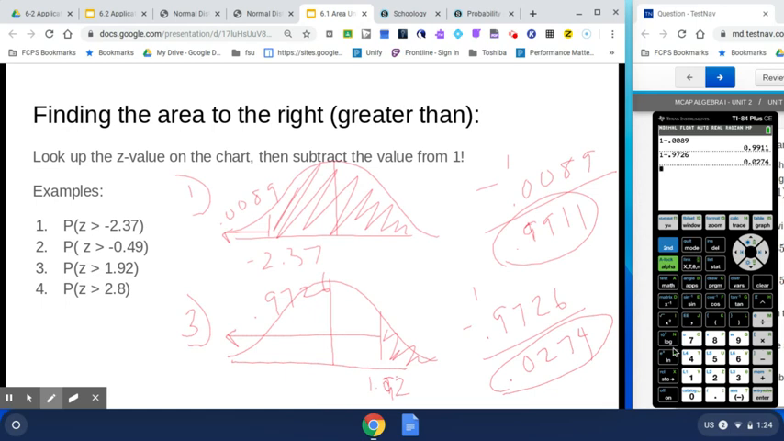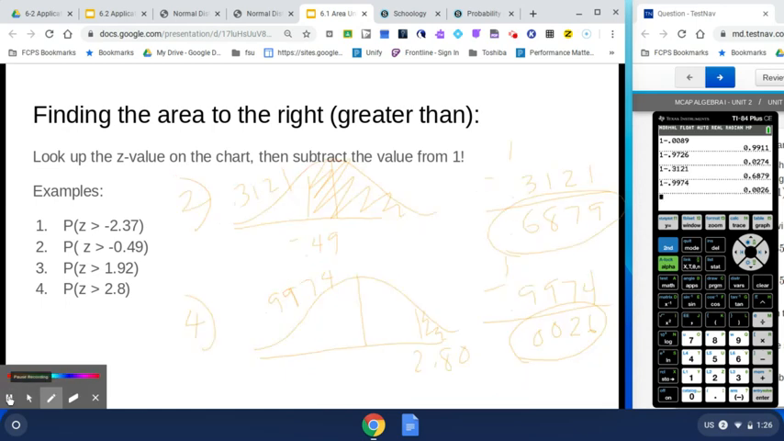Okay, pause the video here, see if you can find the probabilities associated with number 2 and number 4 on this slide. Okay, for number 2, when looking up negative 0.49 on the negative z chart, we got 0.3121, but again, we have to use complement rule with that. So final answer is 0.6879. Number 4, when looking up 2.80 on the chart, we get 0.9974. And again, using complement rule, we get the final probability of 0.0026.